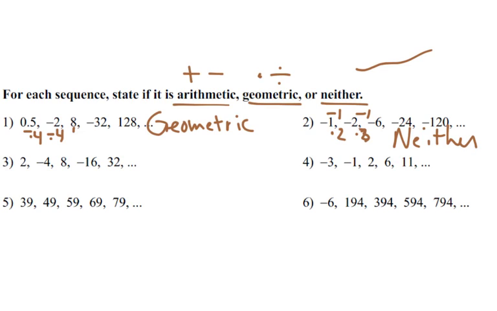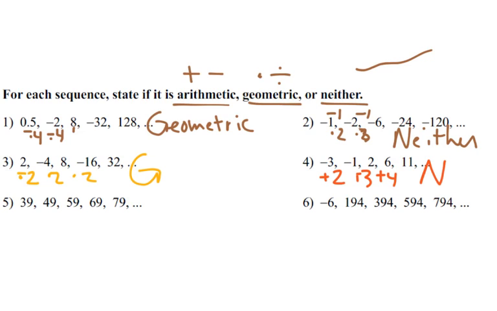Now, number 3, we've got 2 to -4, -4 to 8. When you're doing that opposite pattern, you should know that it's going to be multiplication. So if I times by -2, that'll work, right? So geometric again. Okay, number 4, -3 to -1. Well, we could add 2 to get there. -1 to 2, we'd have to add 3. 2 to 6, we'd have to add 4. So that one's going to be a neither.